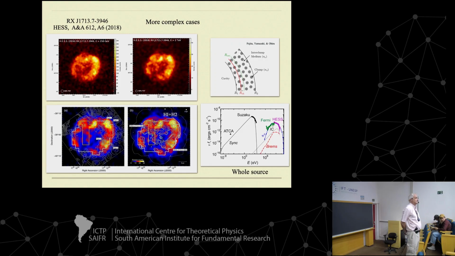Yes, when CANGAROO claimed something, it was a good indication it was not true. Yes, you remember, every source they detected was 30-something sigma, so something very suspicious. I remember discussing with Felix Aharonian in Mexico airport very heatedly about this.